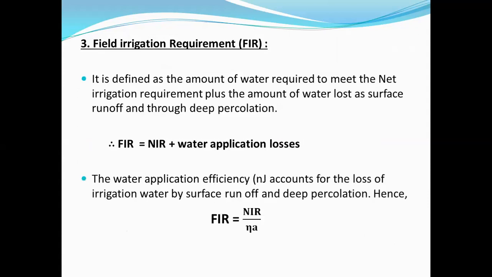Third is field irrigation requirement, which is also written in short form as FIR. It is defined as the amount of water required to meet the net irrigation requirement plus the amount of water lost as surface runoff and through deep percolation. So the equation of FIR is equal to NIR plus water application losses. So the water application efficiency accounts for the lost irrigation water by surface runoff and deep percolation. Hence, FIR is equal to NIR divided by eta A.